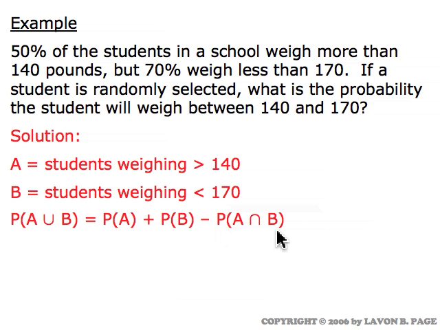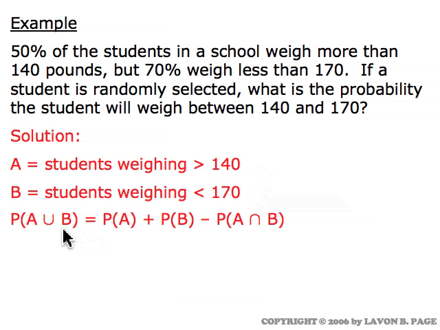And the intersection, A intersect B, would be all the people who weigh more than 140 and who weigh less than 170. So this last group, the intersection, is the people who weigh in between these two amounts. But if you go back and think about the union a little more carefully, if you say somebody either weighs more than 140 or less than 170, well, that's everybody, isn't it? Because you have to weigh more than 140 or less than 170. There are no weights which don't satisfy at least one of those conditions.